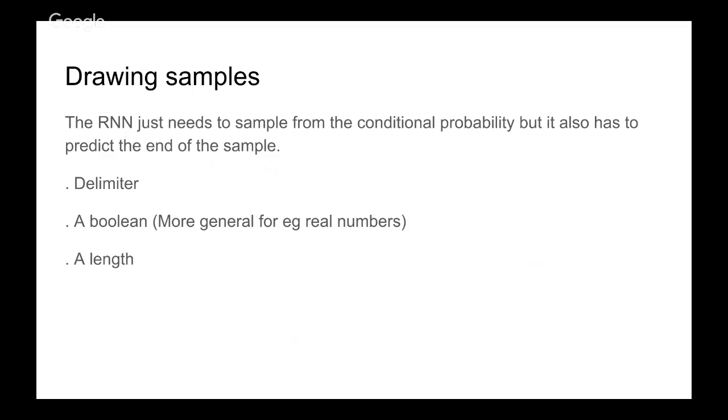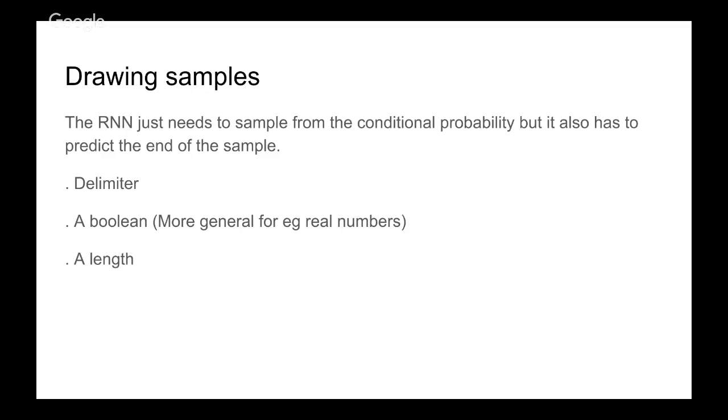So one method could be that you use a delimiter. You put a delimiter at the end of every English sentence, and that delimiter gets trained with the network. At test time, when the network outputs that delimiter, you stop. So that's one way to do it.